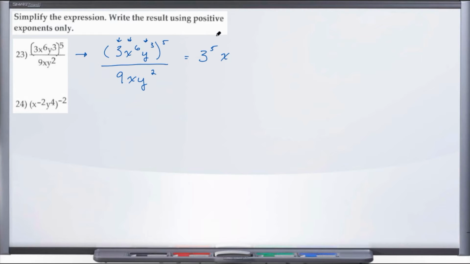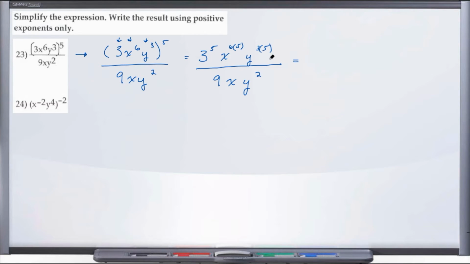So what is 6 times 5? Well, that gives us 30. And then y, what is 3 times 5? 15. And even though I've already said it, let me go back in and actually show what's happening here. So 6 times 5 and then 3 times 5, all over 9x y to the second.